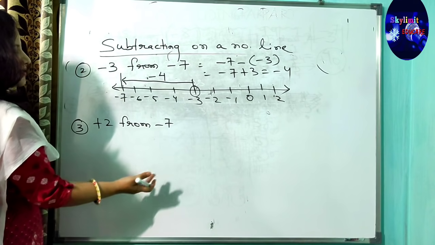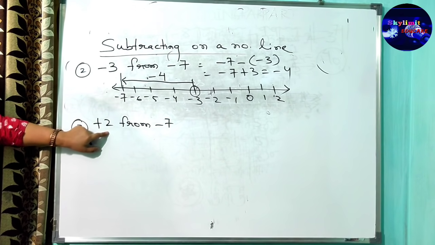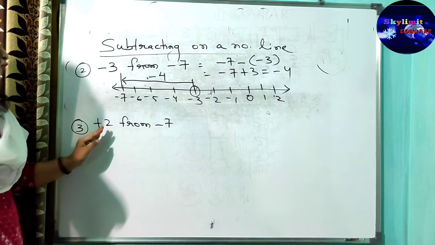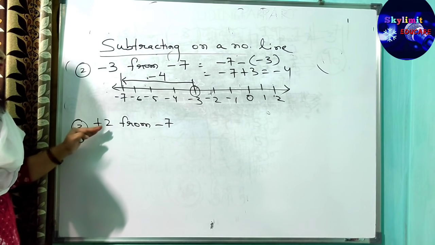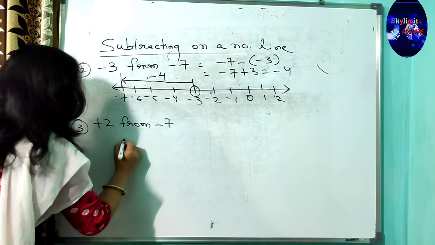Let's go to the next question. Plus 2 from minus 7. Subtrahend is plus 2. Subtrahend is what? Plus 2. You have to move from 2 up to minus 7. Okay?